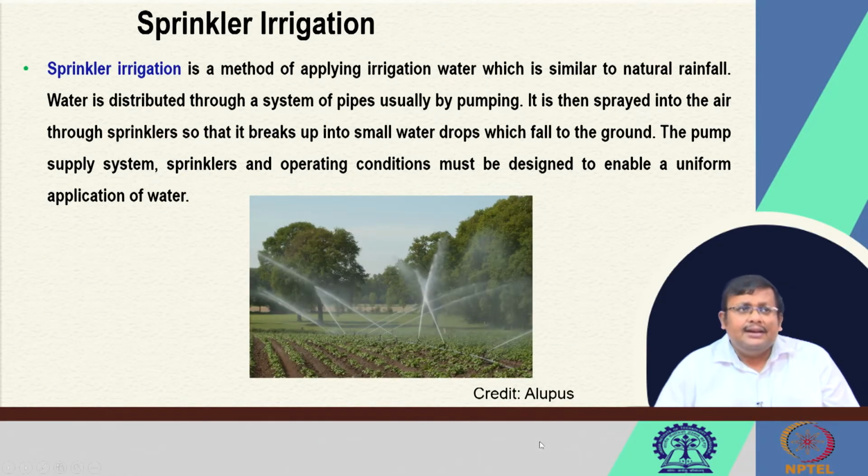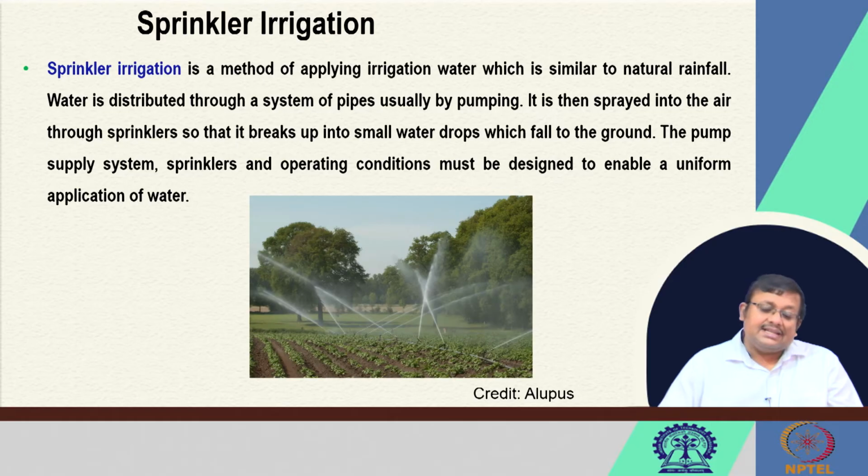The second type of micro fertigation can be mediated through sprinkler irrigation. Now, what is sprinkler irrigation? Sprinkler irrigation is a method of applying irrigation water which is similar to natural rainfall. Now, you can see this is a picture or image of sprinkler irrigation.